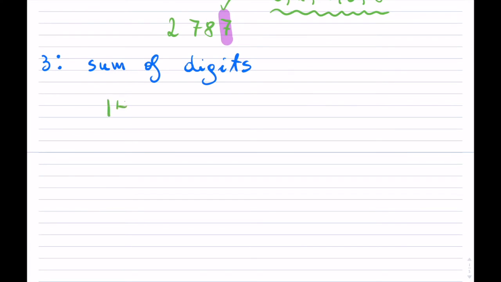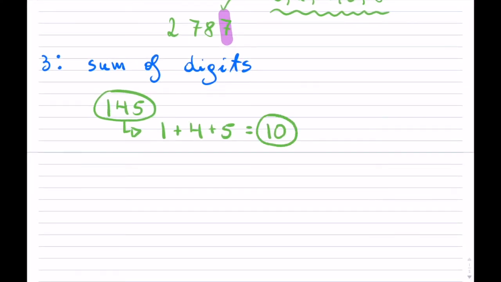What I mean by the sum of digits is that if you have a given number, let's say 145, the sum of digits is simply adding up the digits. So in this case, 1 plus 4 plus 5. So the sum of digits would be 10. And if you want to know if this original number is divisible by 3, you only have to check if the sum of digits is divisible by 3. Now, in this case, we cannot divide 10 by 3, which means 145 is also not divisible by 3.